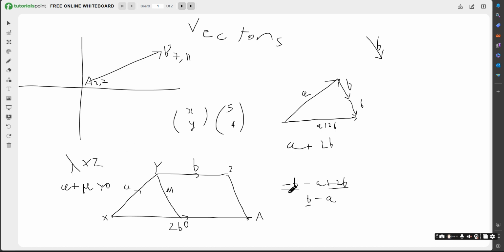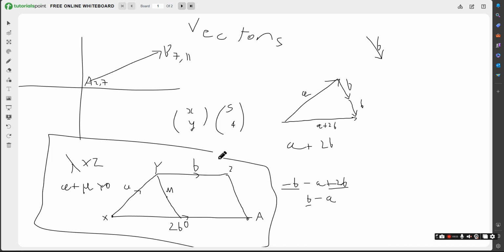If you're not taking further maths, don't worry about this bit. All you need to know is some very basic stuff over here.